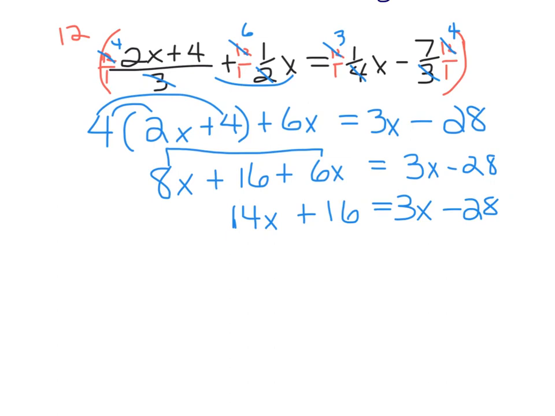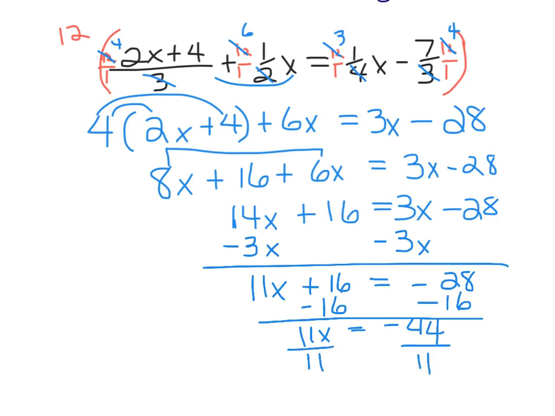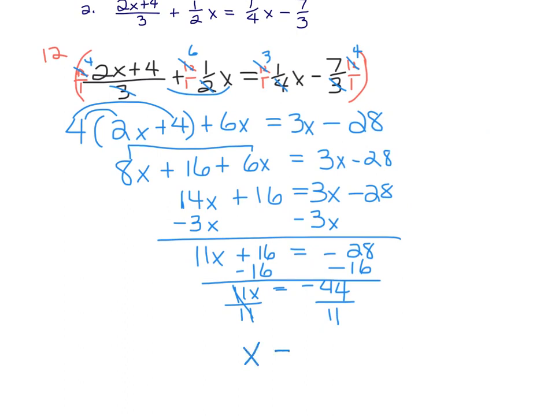I now need to get the letters on one side and the numbers on the other. So I'm going to move the 3x to the left by subtracting it from both sides. And I end up with 11x plus 16 equals negative 28. I now have to move the 16. 11x equals negative 44. And then divide by 11, giving me x equals negative 4.